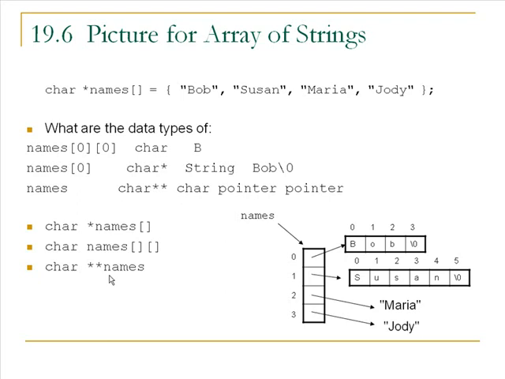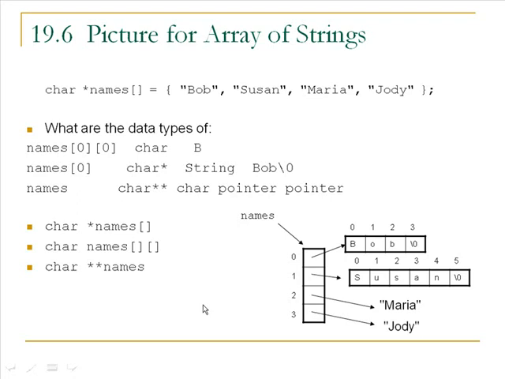You don't have to think of it as double indirection when you have an array of strings. You can think of each of the strings as one thing. So this Bob array of characters, you can think of that as one string. So this two-dimensional array, names, you can think of it as a one-dimensional array of these things.